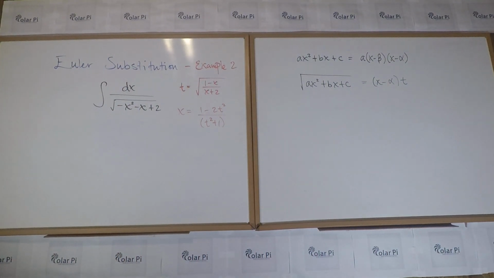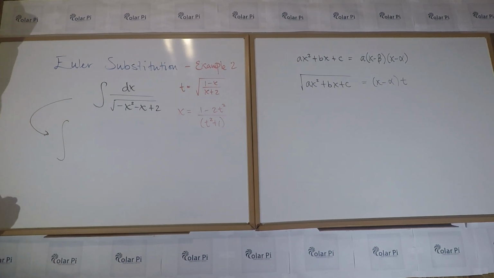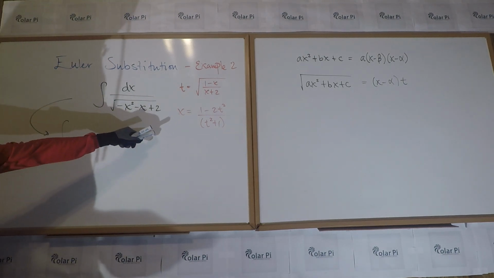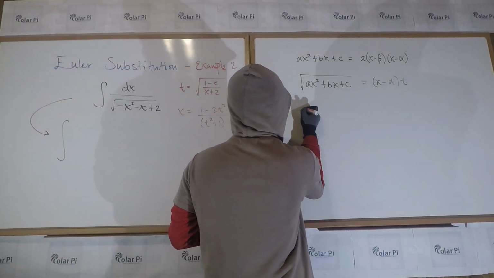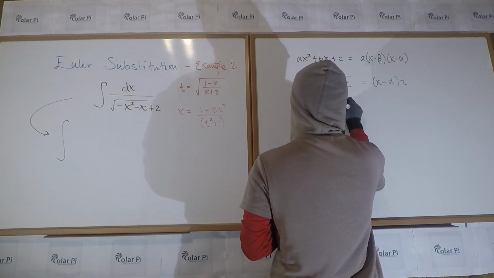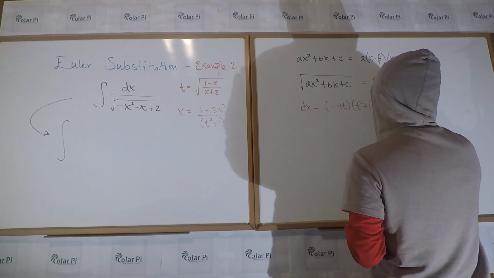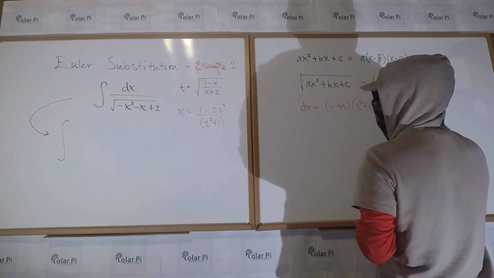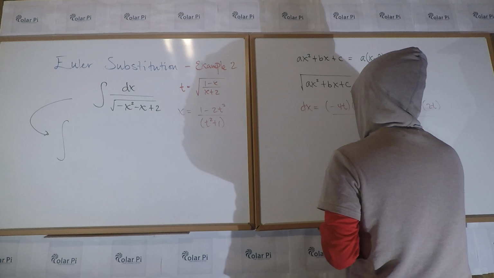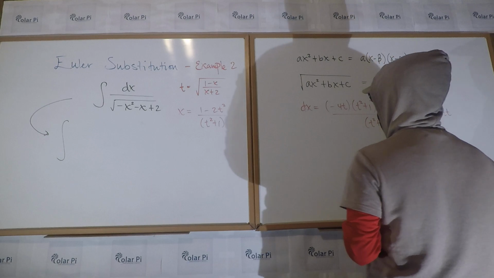So now to rewrite our integral, we need to figure out what dx is. Based on the x here, dx has got to be, by the quotient rule, minus 4t times (t squared plus 1) minus (1 minus 2t squared) times 2t, all over (t squared plus 1) squared. And then, of course, dt.